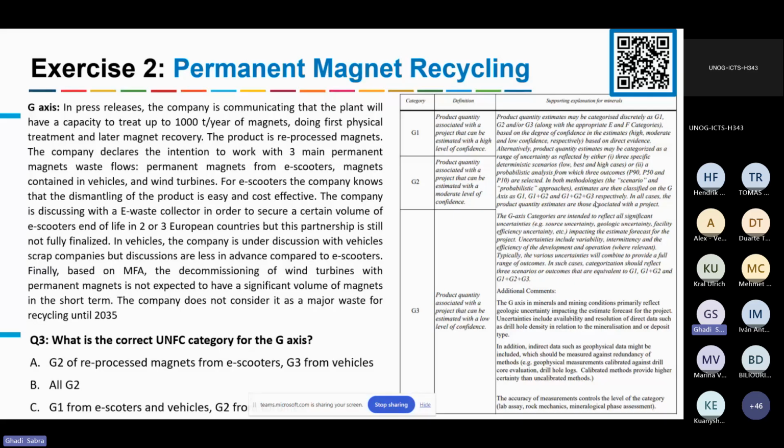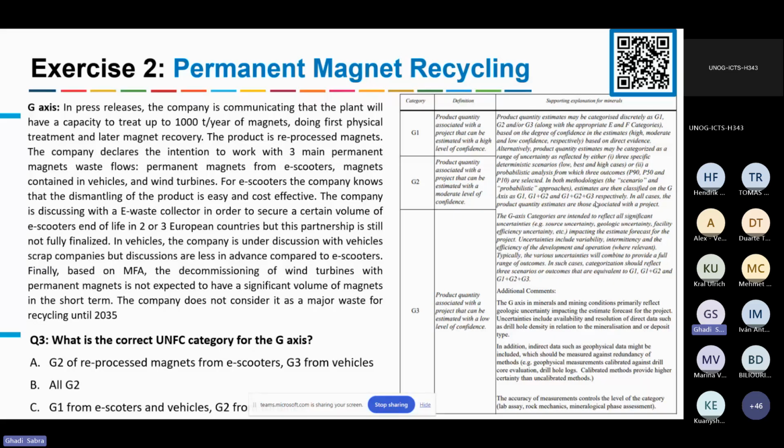So for e-scooters, the company knows that the dismantling of the product is easy and cost-effective. The company is discussing with an e-waste collector in order to secure a certain volume of e-scooters end of life in 2 or 3 European countries, but this partnership is still not fully finalized. In vehicles, the company is under discussion with vehicle scrap companies, but discussions are less advanced compared to e-scooters.